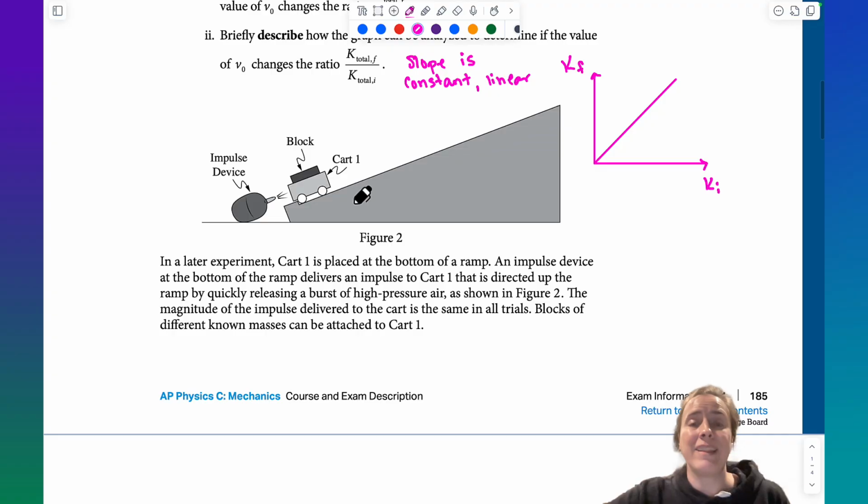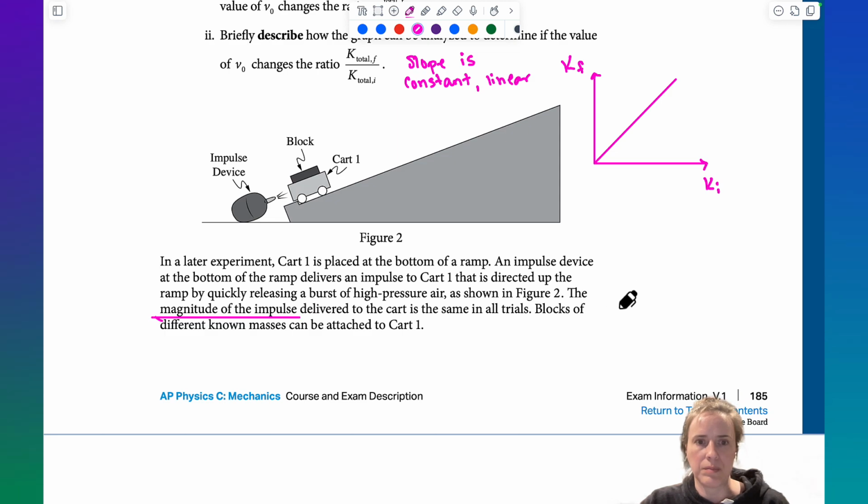All right, the later experiments is the part where Desmos is going to be our best friend if we're totally clueless. So in a later experiment, cart 1 is placed at the bottom of a ramp. An impulse device at the bottom of the ramp delivers an impulse to cart 1 that's directed up the ramp by quickly releasing a burst of high pressure air, as shown in figure 2. The magnitude of the impulse delivered to the cart is the same in all trials. All right, so that's important. So impulse is going to be the same.